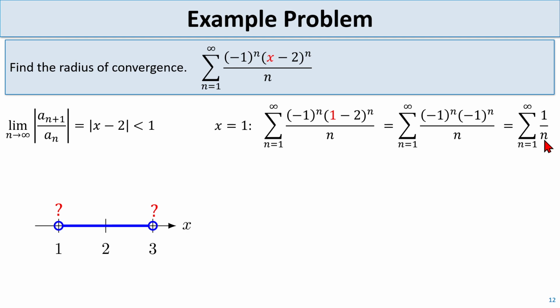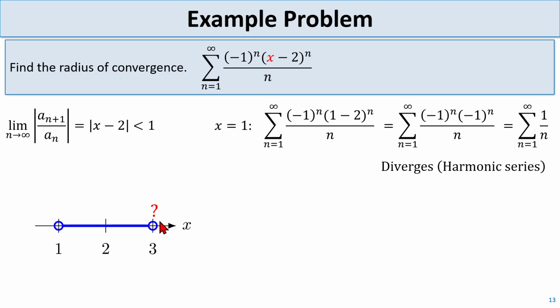But this is the harmonic series, and we have shown that the harmonic series diverges. You can show that using the integral test. Another way of recognizing it is that it's a p-series where the value of p is less than or equal to 1. So we do know that on the left side, it does not converge there. The power series diverges at x equals 1, so we'll leave that as an open hole to indicate that.